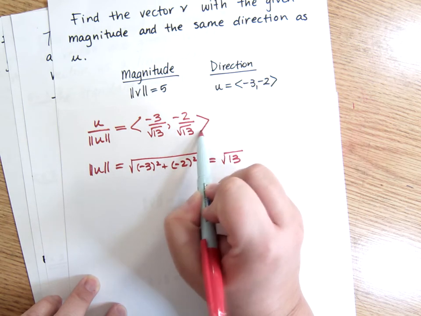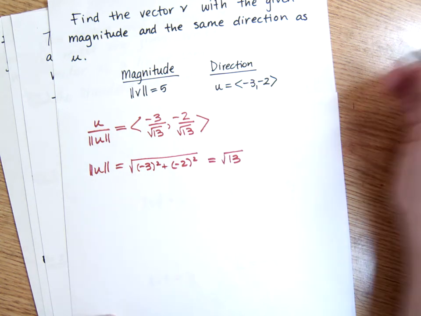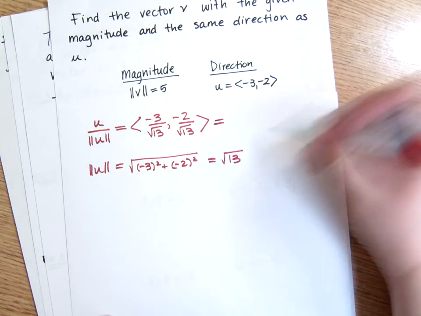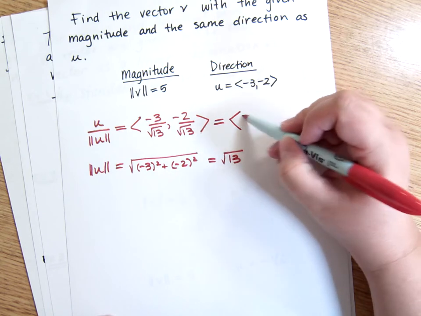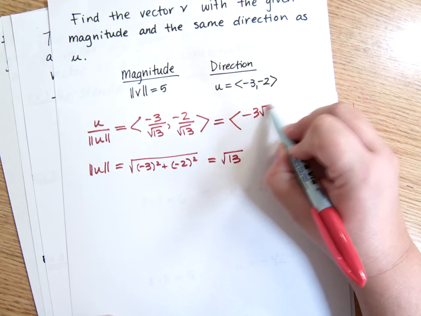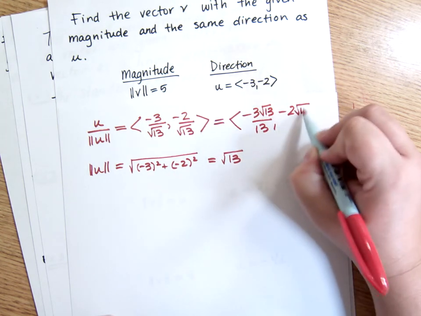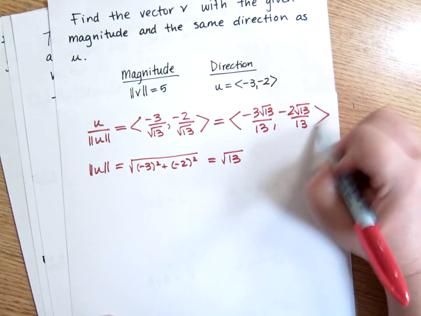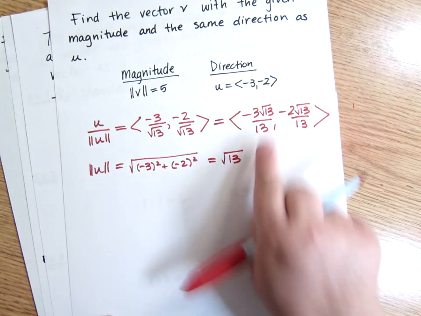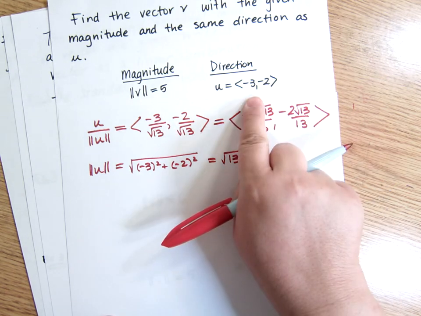But we're not allowed to leave it like that because we have radicals in our denominator, so we can't do that. So we're going to have to rationalize those denominators. I multiply on top and on bottom by square root of 13, and I get this and this. Now, this is a unit vector in the direction of u.